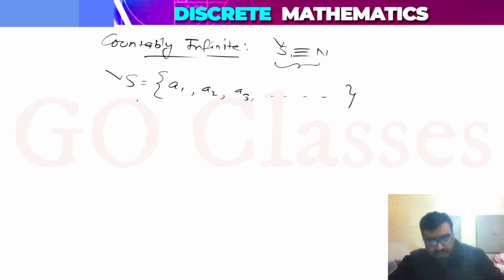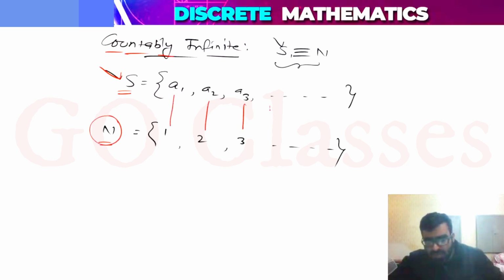Then because this is countably infinite, we can put it in one-to-one correspondence with the set of natural numbers. Set of natural numbers means 1, 2, 3, and so on. Now putting them in one-to-one correspondence means basically defining a bijective function, from S to N or from N to S, it does not matter, because you know every bijective function is invertible. So if this set S is countably infinite, then we can put it in one-to-one correspondence with the set N like this.